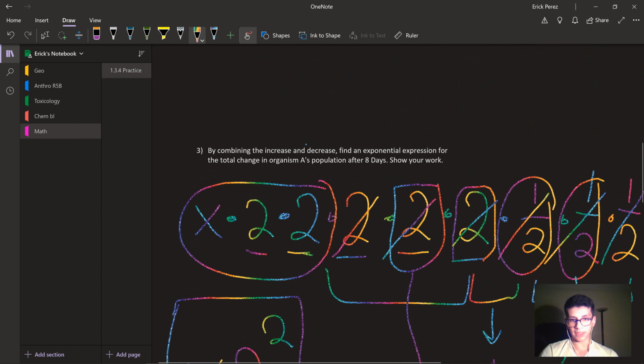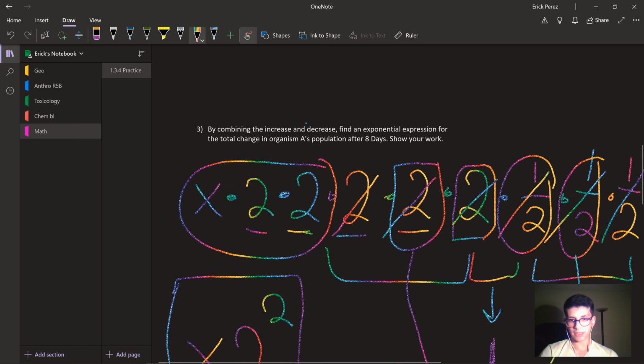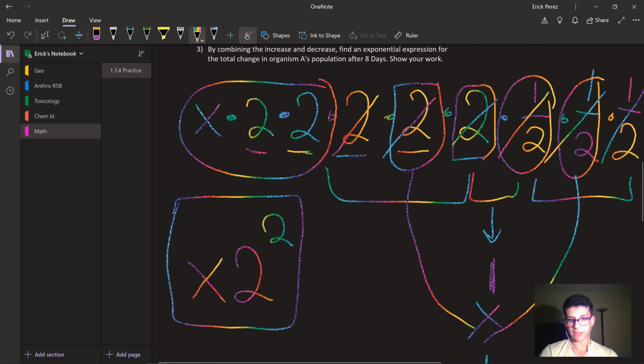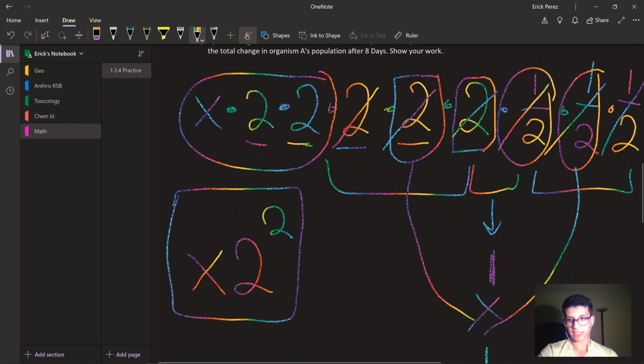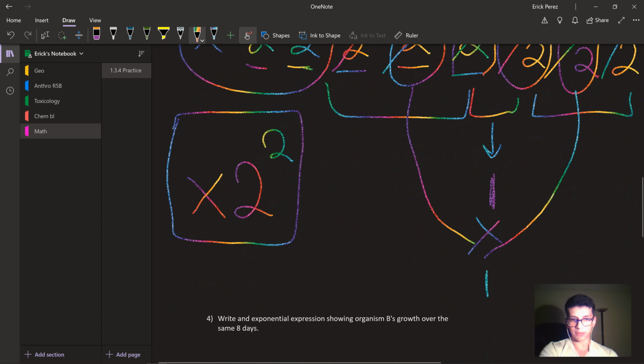So by combining the increase and decrease, find an exponential expression that shows us what happens after 8 days. See how they cancel each other out? And you just count up how many 2's are left and you put it to that power. So x is the original population. 2 is how many times it doubles, but it doubles 2 times because 2 days.